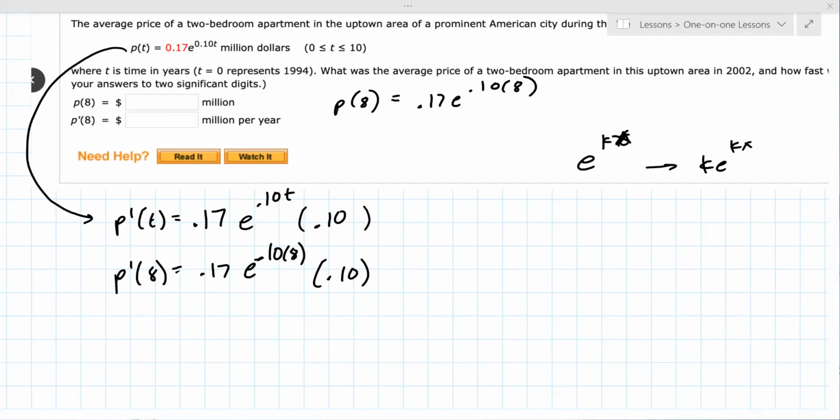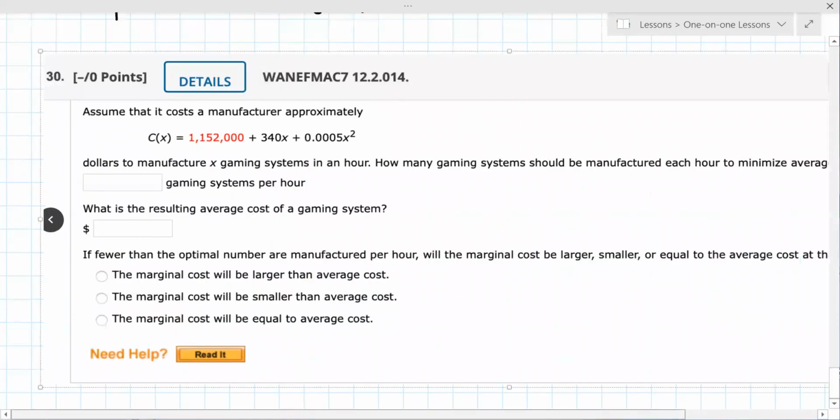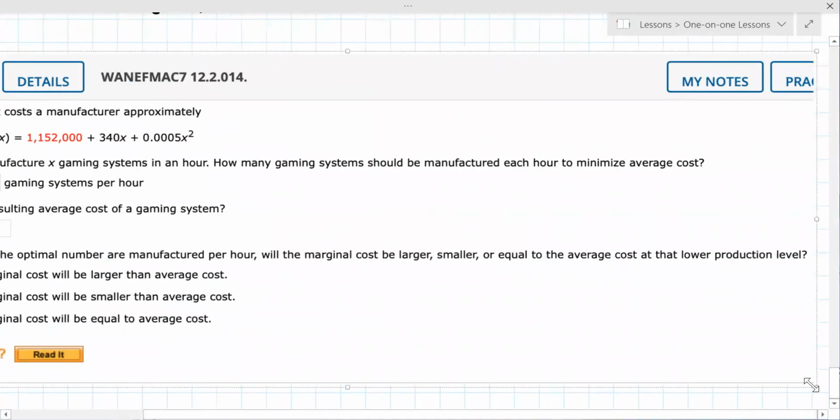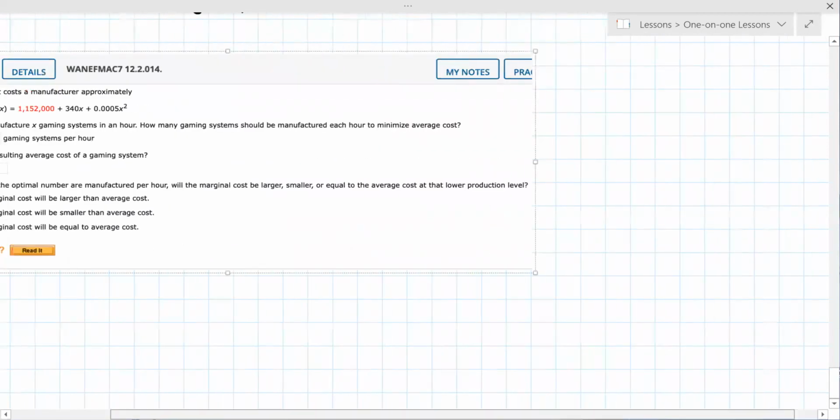I'm still going to try and do these in order. I think it'll be most helpful. We'll do 30 next. All right, let me make this a little smaller so we can have it all on one screen.